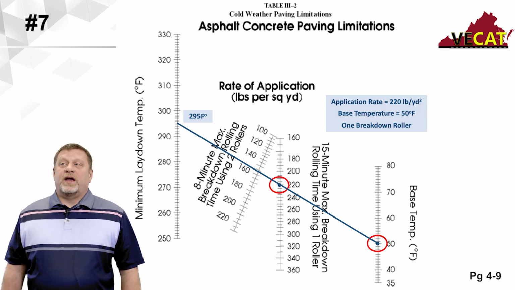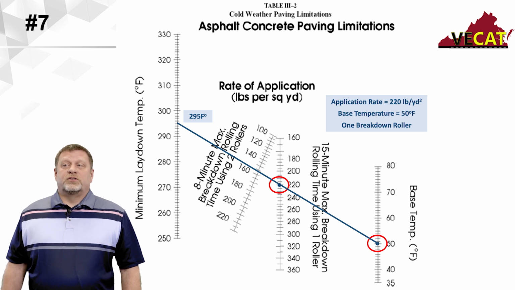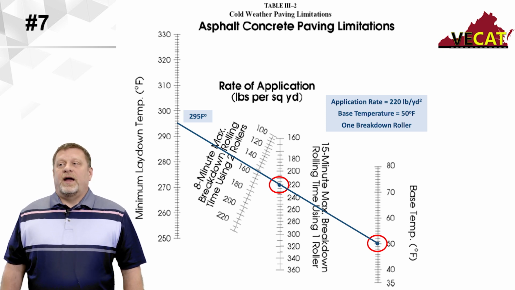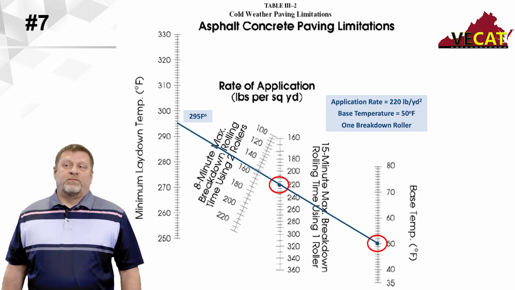The next information we have available to us is we have one breakdown roller and our application rate is 220 pounds per square yard. So we see here in the middle of this nomograph, there's two different lines, two different grids. And since we have one breakdown roller, we're going to apply our point on the grid that is for a 15-minute max breakdown rolling time using one roller, which is the first one going vertically straight up and down. And you see here the point was applied at our application rate of 220 pounds.